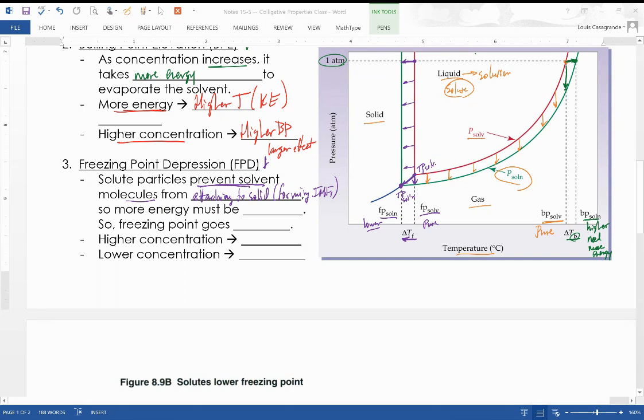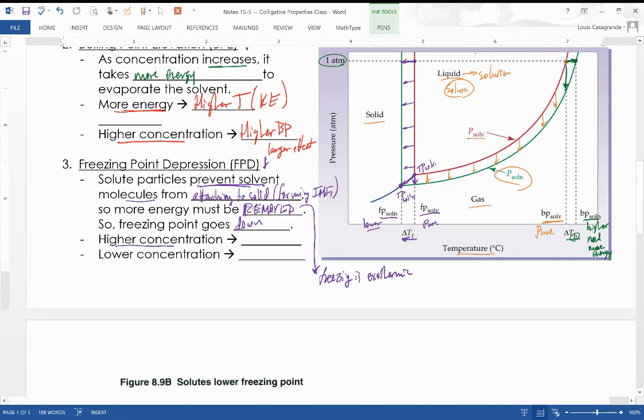Because of that, this is the opposite now of boiling. More energy must be removed. Not added, but removed. Because, after all, this freezing is exothermic. So in order to freeze, you have to go to a lower temperature. So the freezing point goes down.